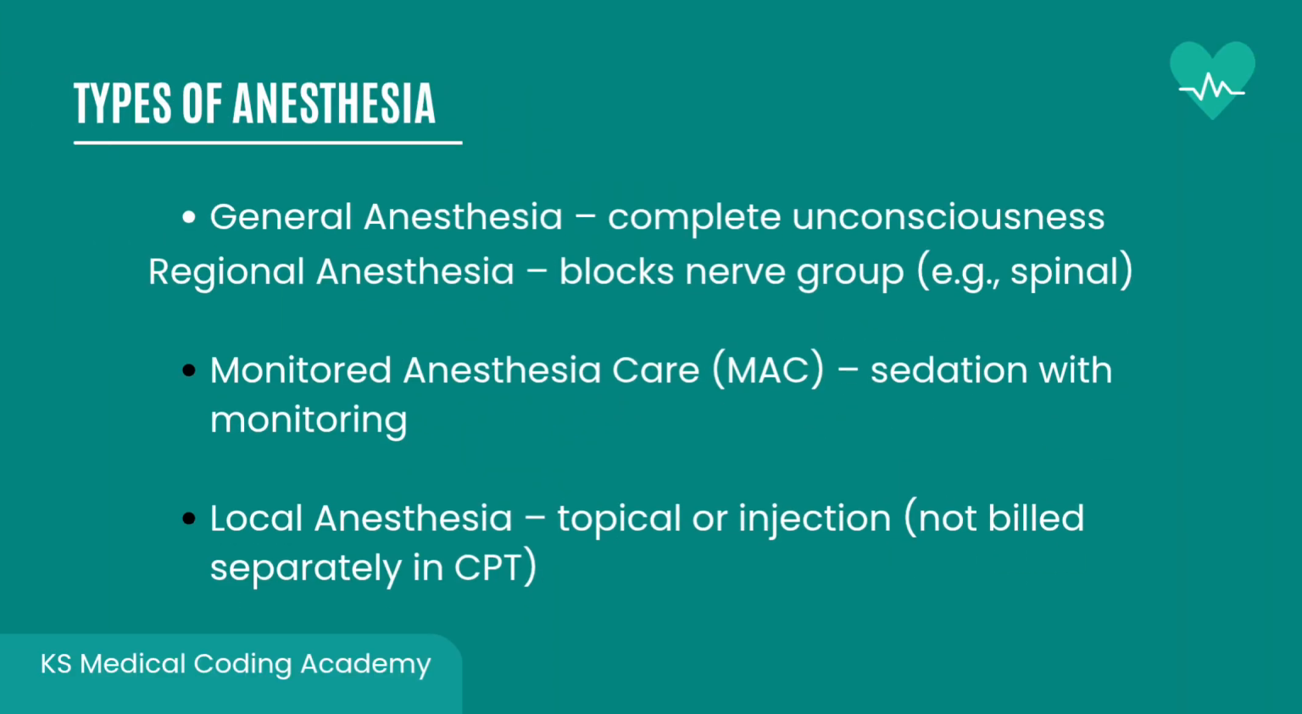Types of anesthesia. There are 4 major types of anesthesia. General anesthesia, which causes complete unconsciousness. Regional anesthesia, such as spinal or epidural blocks. Monitored anesthesia care, or MAC, which involves sedation and monitoring. And local anesthesia, like a numbing injection, which is not separately reported in most CPT cases.